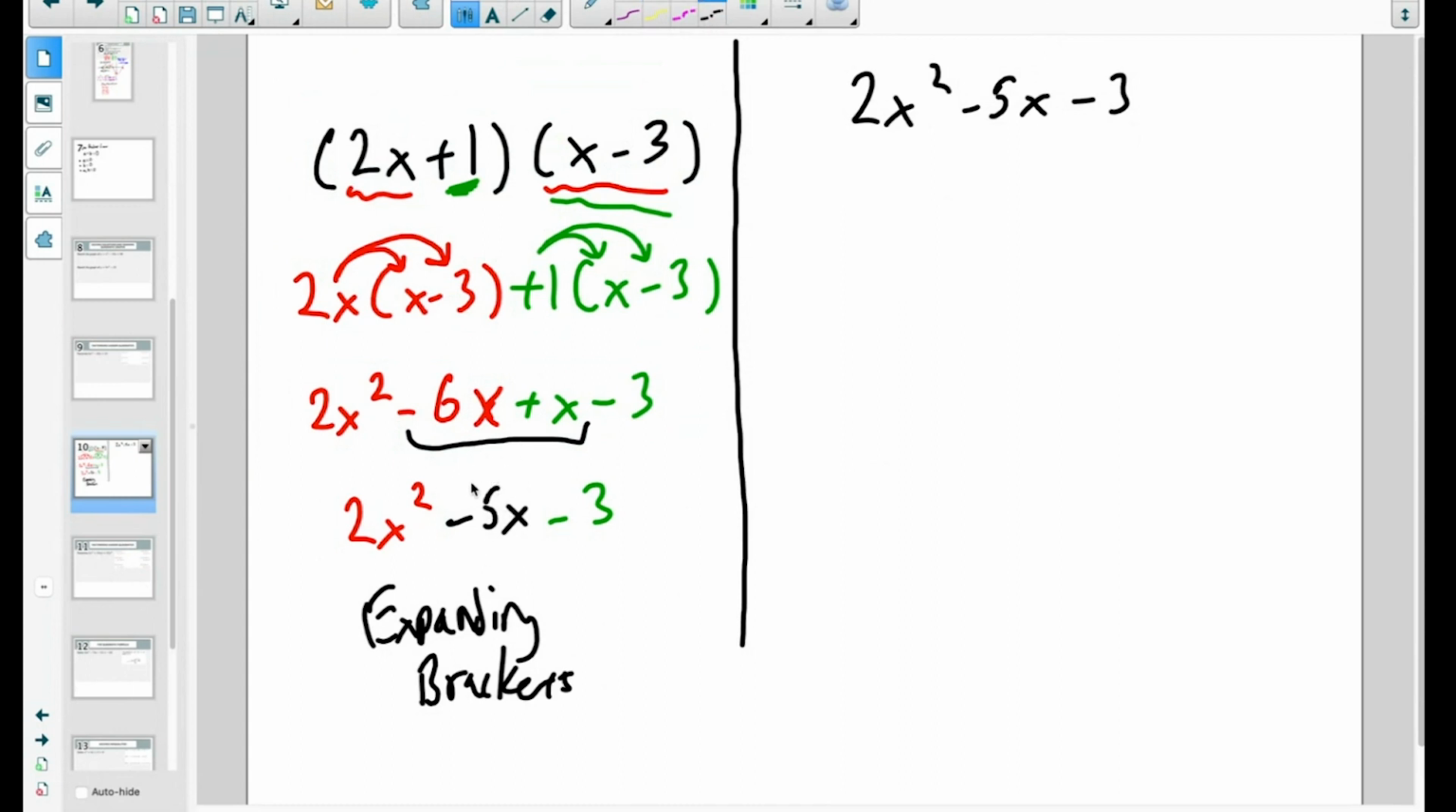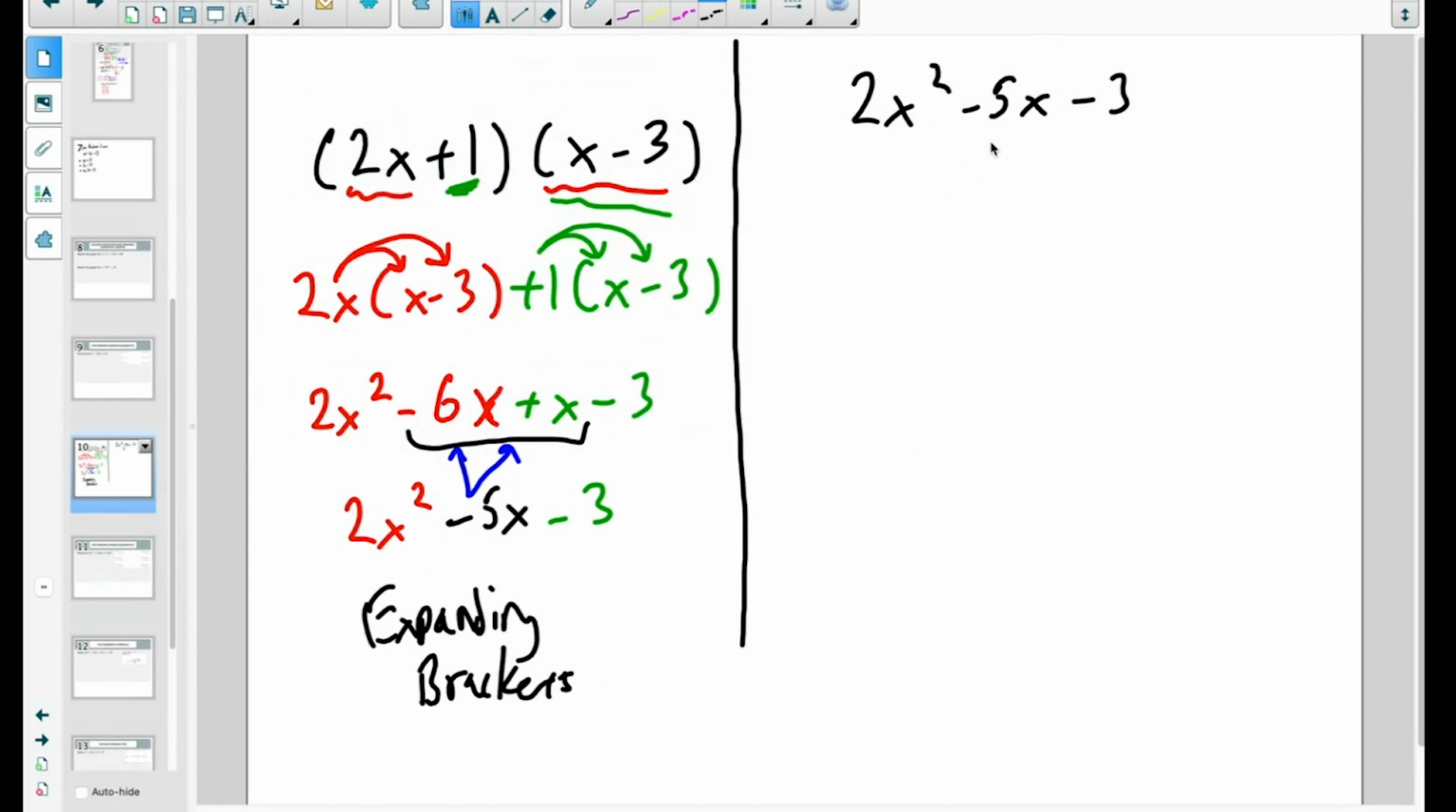And we can see that if I were to draw arrows to here and here, and look very closely at the negative 6x plus x, well, if we brought those two together, it gives us the negative 5x. And if we were to split this negative 5x up, I could actually rewrite it as negative 6x plus x. So I'm going to do that.